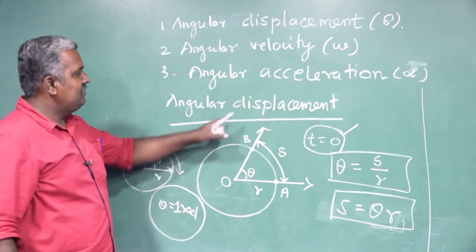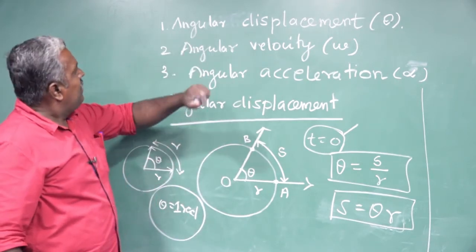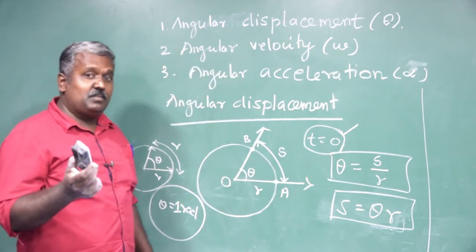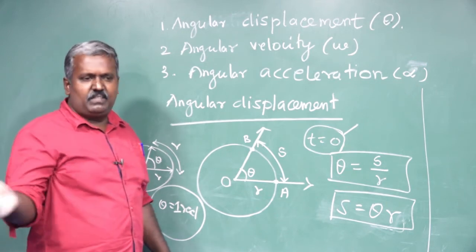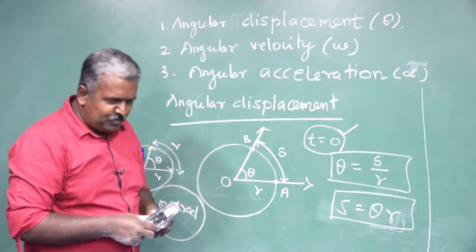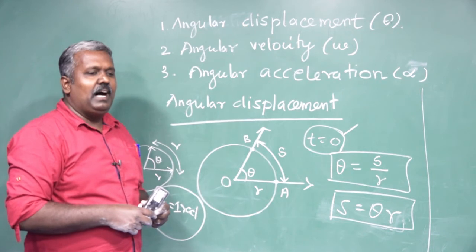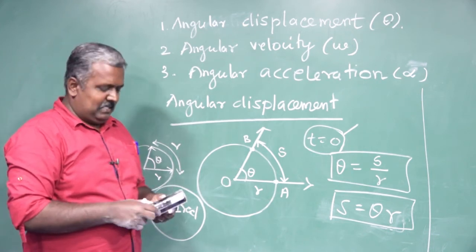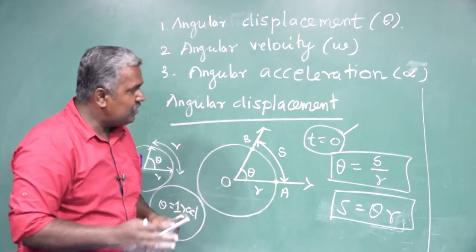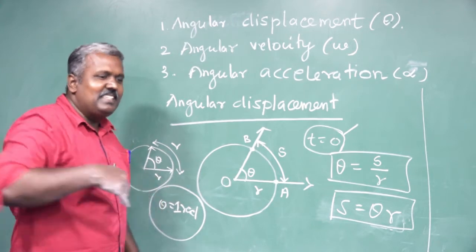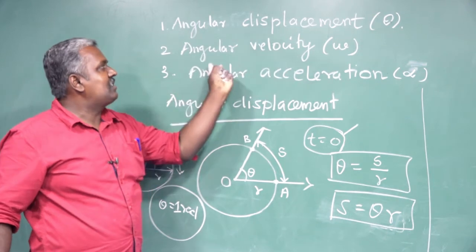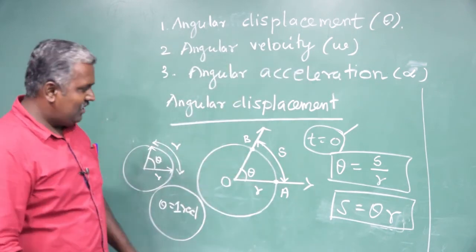Then what is meant by angular velocity? Simple, nothing else. We already discussed linear velocity. Come on, tell me, what is linear velocity? Very good, you are correct. Rate of change of displacement, or change in displacement with respect to time. That is called velocity or linear velocity. Just one word changes here: rate of change of angular displacement is called angular velocity.